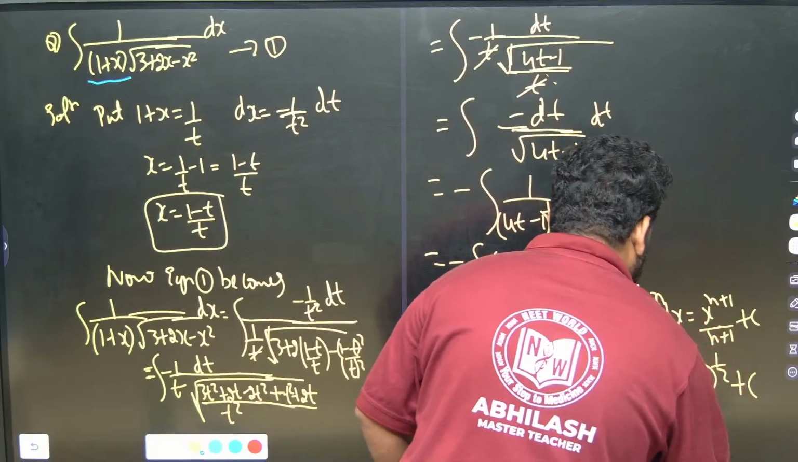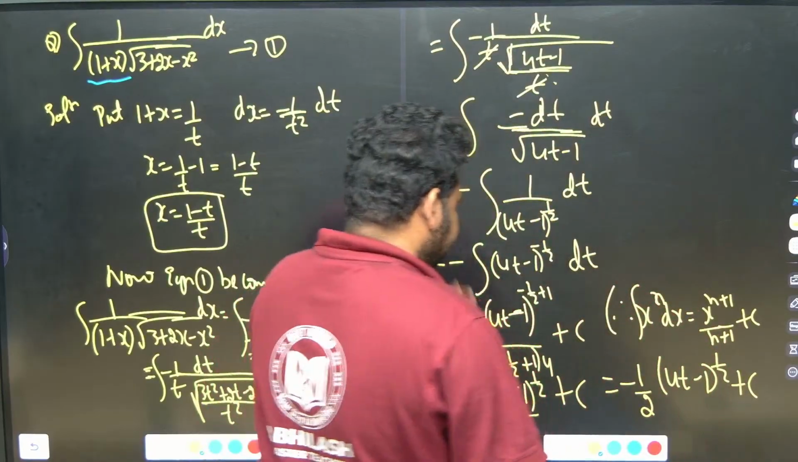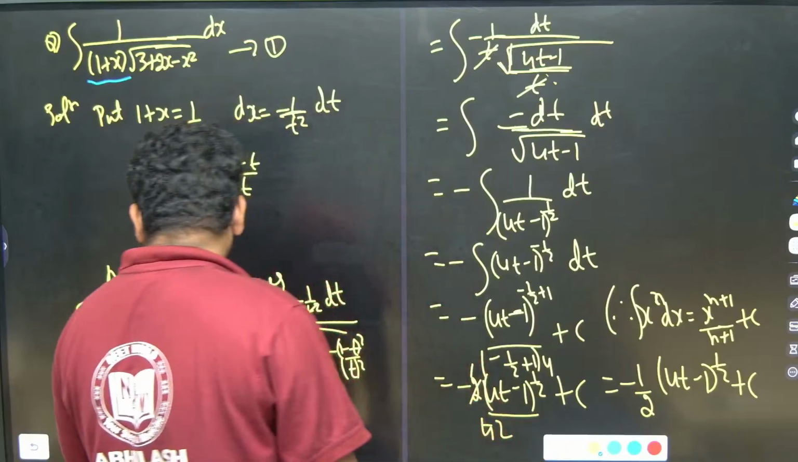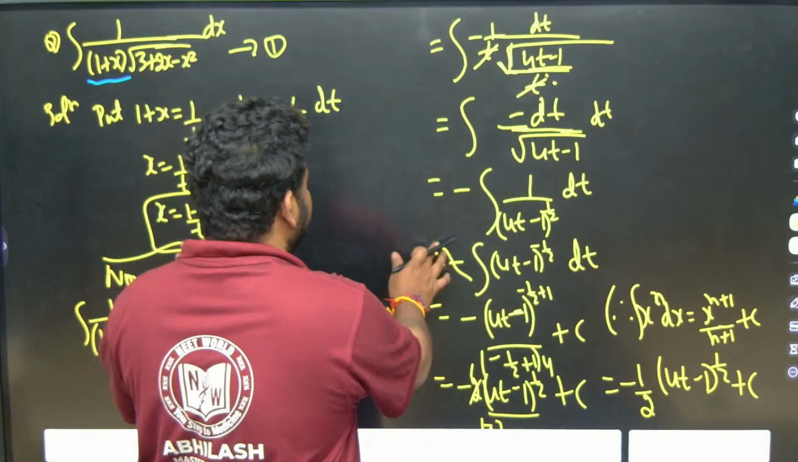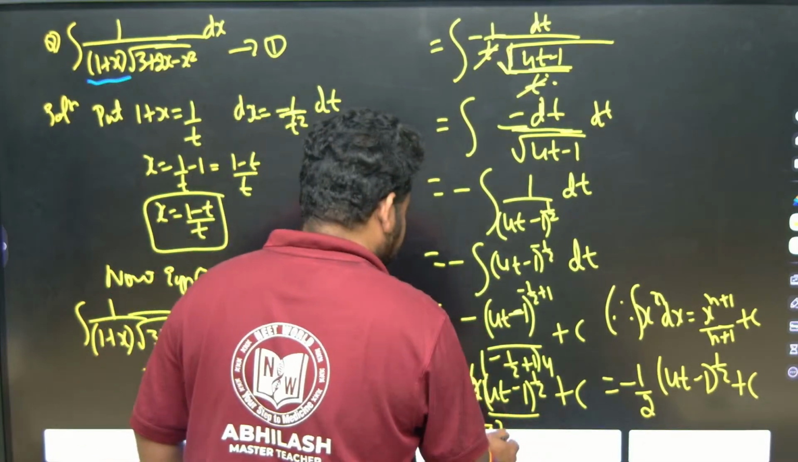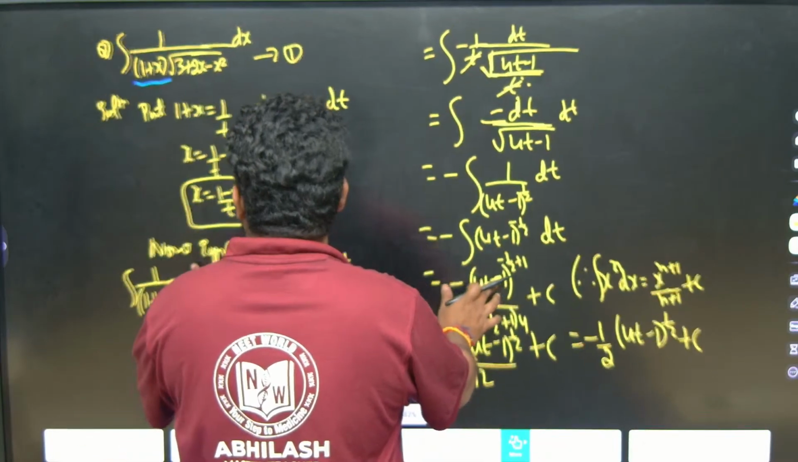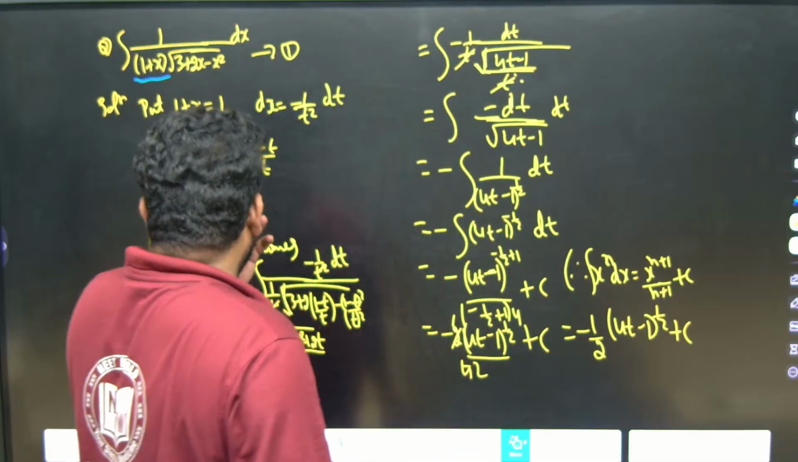This is the final answer, but we still have one more step: we have to substitute the value for t. What is the value of t, friends? What is the value of t that we found out? Observe carefully here, what is the value of t?